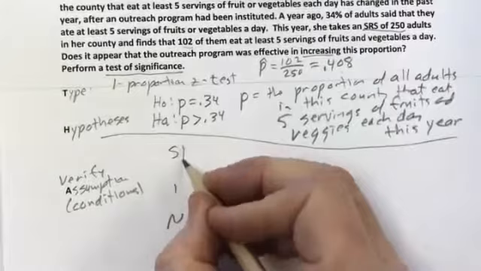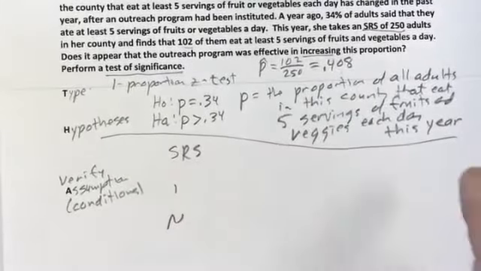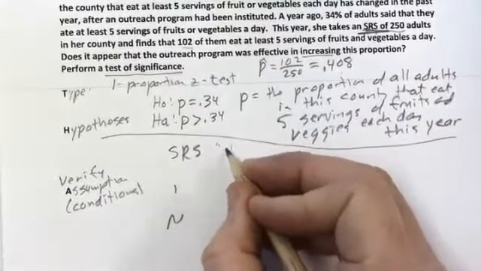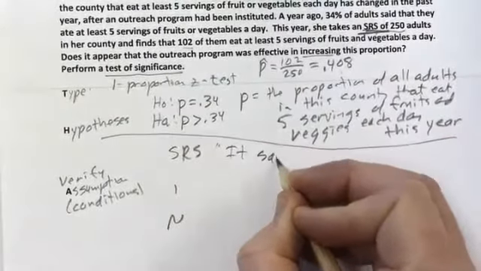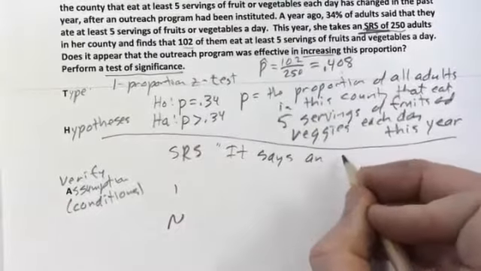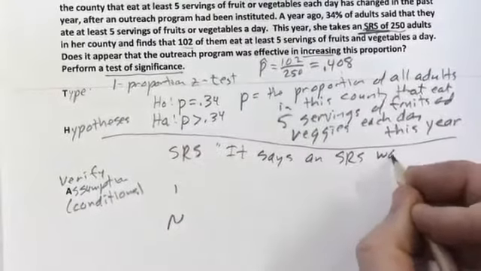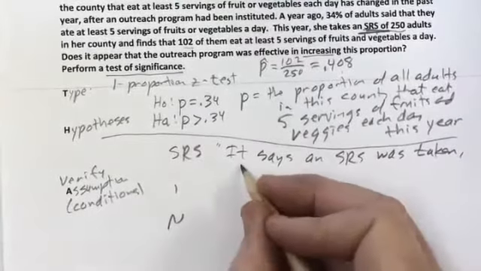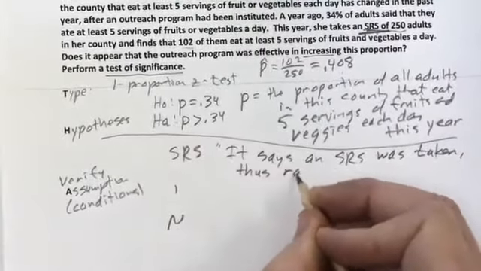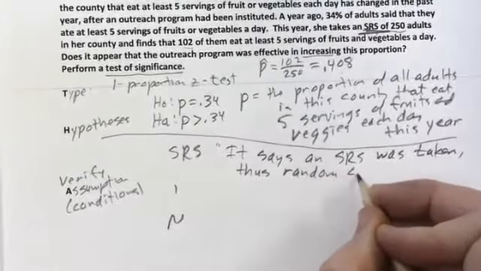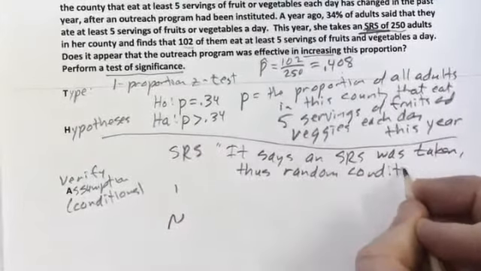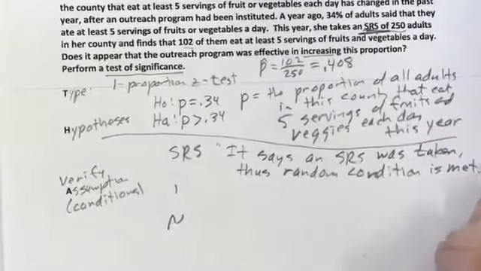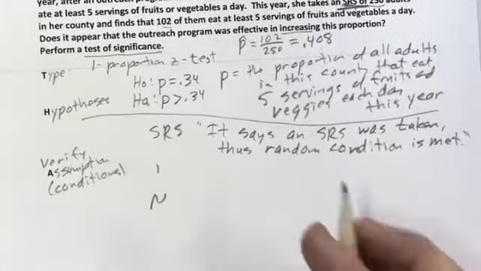So the SRS, is it an SRS or random? Well, it says SRS right there. So you'll say that. It says an SRS was taken. So say it with me now. Thus, random condition is met. I mean, you're going to be saying that every problem the rest of the year, basically, or some form of it. Then we have independence.